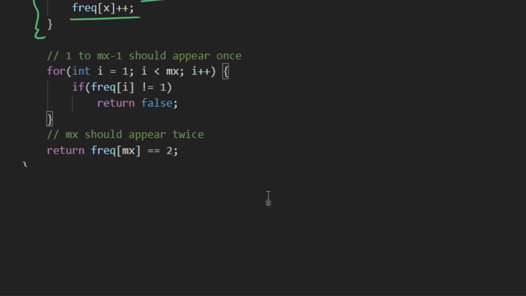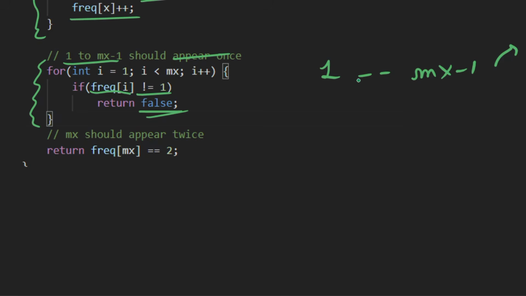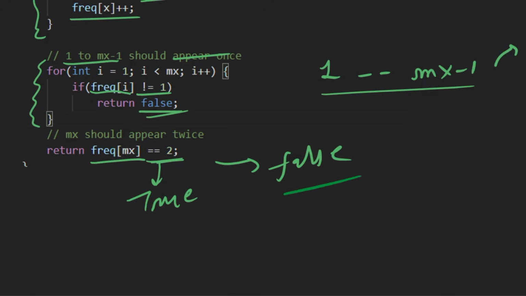Now we have stored the frequency. Now we have to verify that all the numbers from 1 to mx minus 1 have frequency 1. So in this loop we are verifying that all the numbers from 1 to mx minus 1 have frequency 1 or not, right? So if the frequency of a number from 1 to mx minus 1 is not equal to 1, then we have to return false, because our condition is not satisfied for the base of mx. And the last condition that we will be checking is whether the frequency of mx is 2 or not, right? So if it is 2, then we return true, else it will return false, and that is our answer.